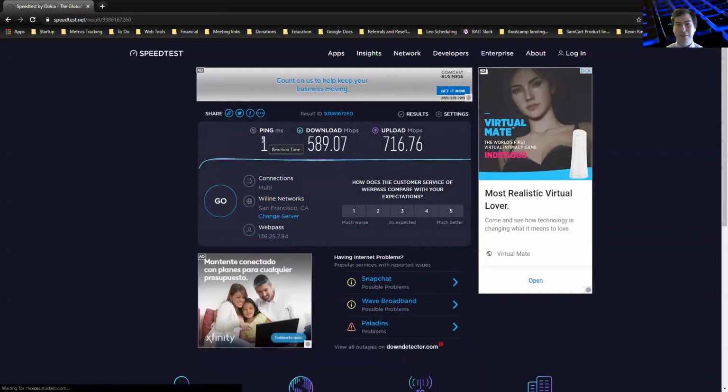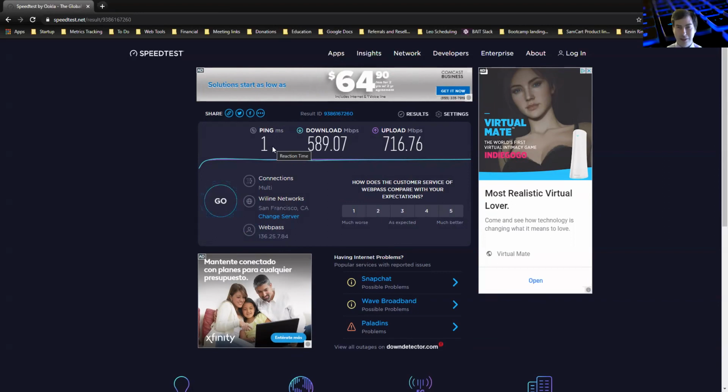Now, there's three different elements to this. So what does it mean? What does this test even mean? How do you arrive at anything helpful from this conclusion, right? So first off, ping is a measure of your latency. And latency is essentially how long it takes for you to talk to anything else.